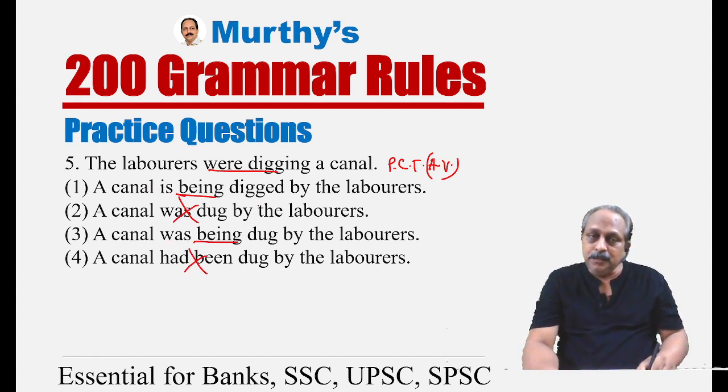It should be either the first one or the third one. A canal is being digged. First of all, digged is not correct. And one more, this is in past continuous. You cannot use the verb in the present form. Based on that, the laborers were digging a canal. A canal was being dug by the laborers. Answer is the third option.